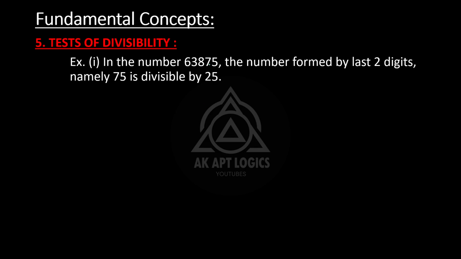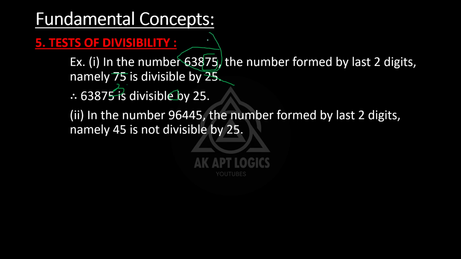See, we are going to take the last two digits, which is 75; 25 ones are 25, 25 threes are 75, right? Which means 75 is divisible by 25 and the remainder is 0. Since the remainder is 0, the given number 63875 is divisible by 25. Here the last two digits are 45. We are going to take 45. 45 is not divisible by 25, right? So we can say that the given number is not divisible by 25.